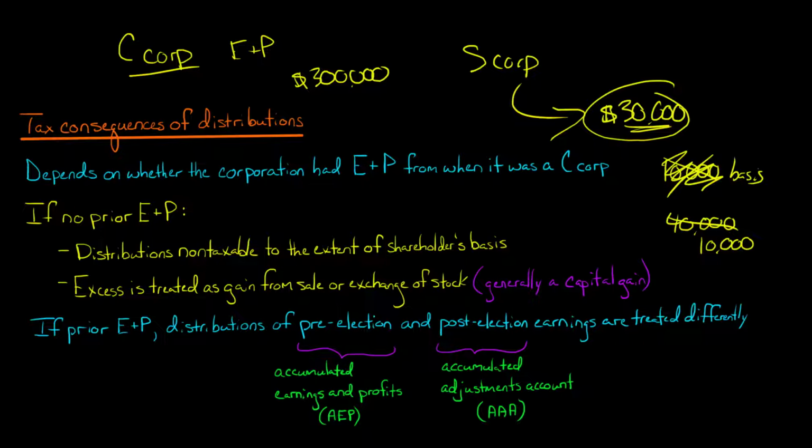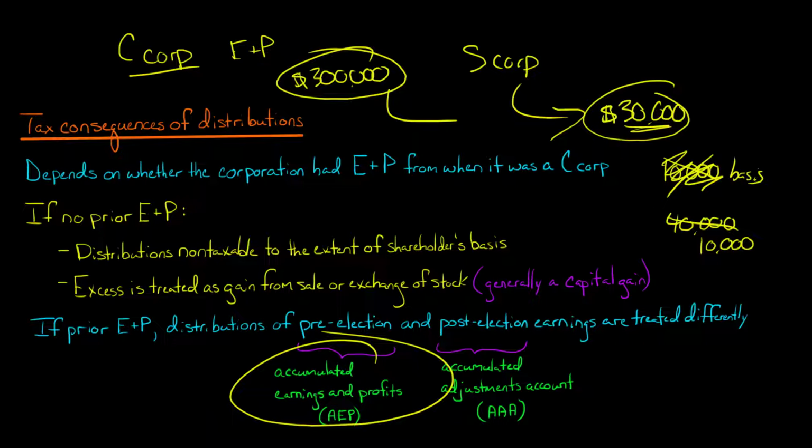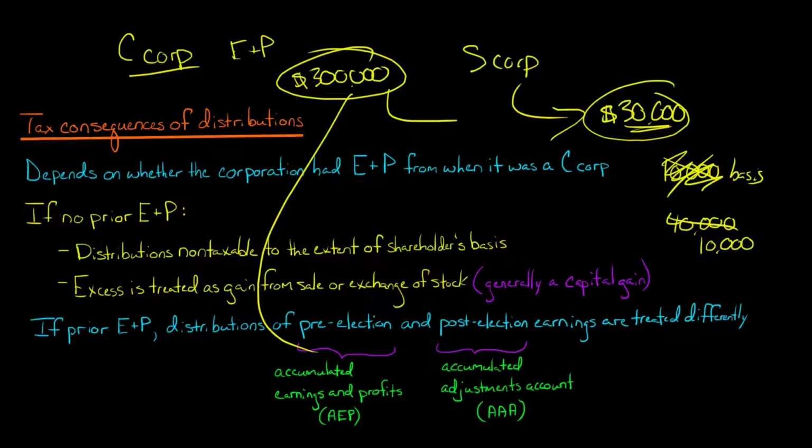Then you say, okay, well, now we need to track that accumulated E&P as of the time that there was an election made to be an S corp. And then we also need to track separately what the S corp's profits are going forward. This is complicated. We'll talk about it in a future video. But basically, the accumulated earnings and profits in this example would be that $300,000 at the time that you convert to an S corp. You keep track of that, and then you keep track of the profits of the S corp going forward, which is this accumulated adjustments account, the AAA account.